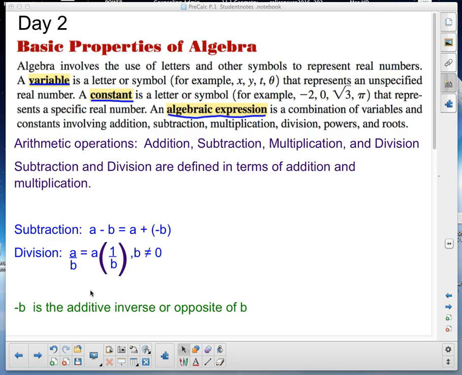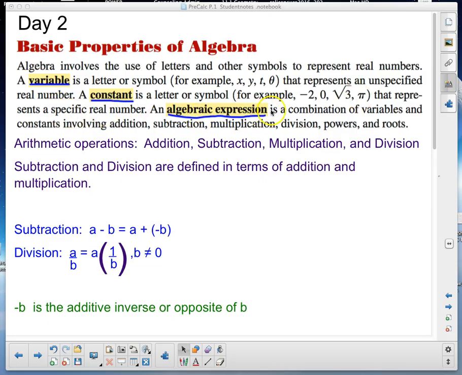Now we're looking over basic properties of algebra. Algebra involves the use of letters and other symbols to represent real numbers. A variable is a letter or symbol, for example x, y, t, theta, that represents an unspecified real number. A constant is a letter or symbol, for example -2, 0, the square root of 3, or pi, that represents a specific real number.